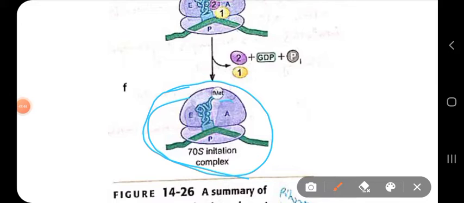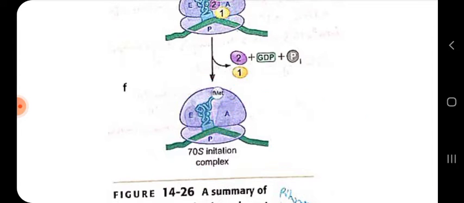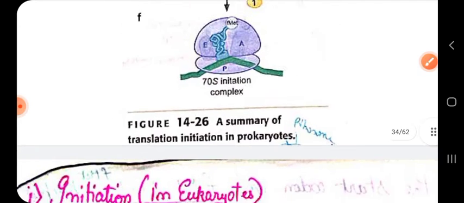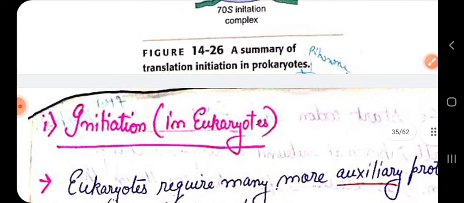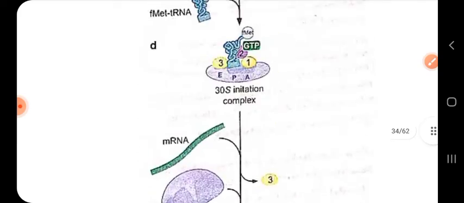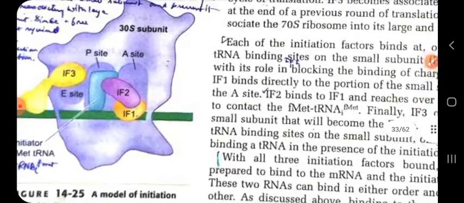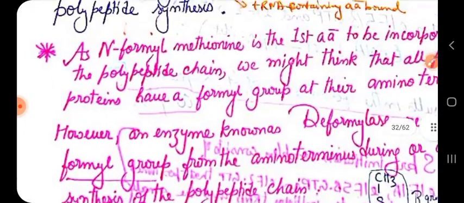You can also see that there is now a space in the A site, so that your new amino acyl tRNA can come and bind to that A site by proper codon-anticodon pairing to carry out the elongation process. So this was about translational initiation in prokaryotes.